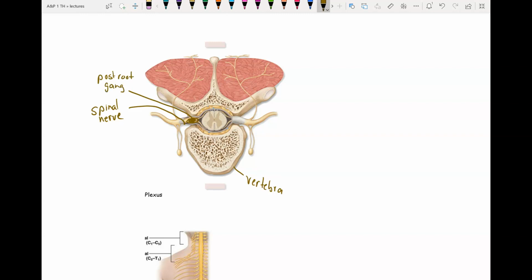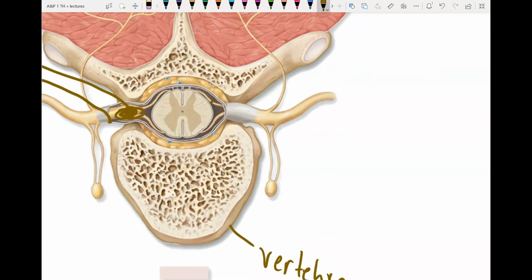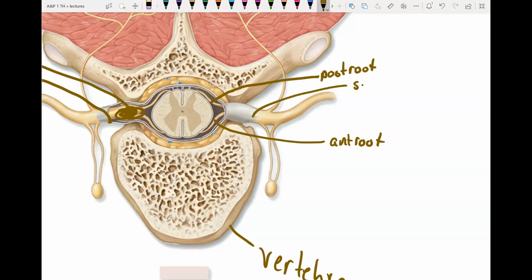Okay, if we zoom in, you can see here is your posterior root, and here is your anterior root. And then here is the spinal nerve. So there's the parts you already know. And you can see here's that butterfly, the gray matter. It's going to have the anterior horn, lateral horn, and posterior horn.